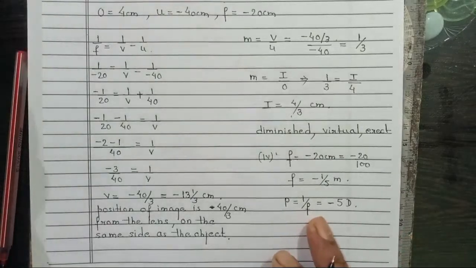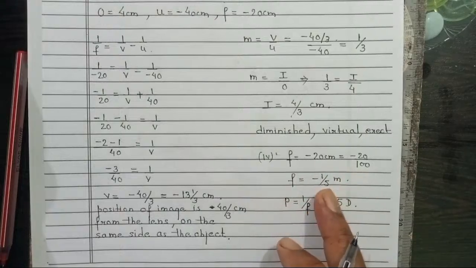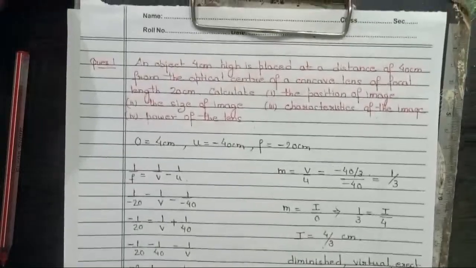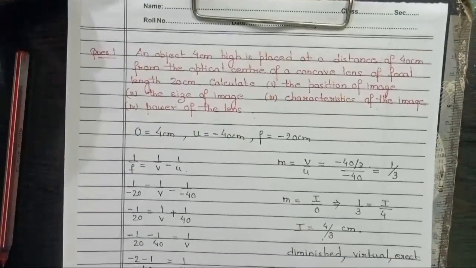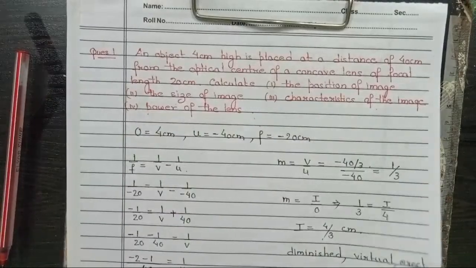So the focal length was given to us as minus 20, we converted it into meter, and then taking the reciprocal will give us the power. So the power of the lens is minus 5 diopters. See, this was the question, and let's see how we have solved it. Now moving on to the next question.